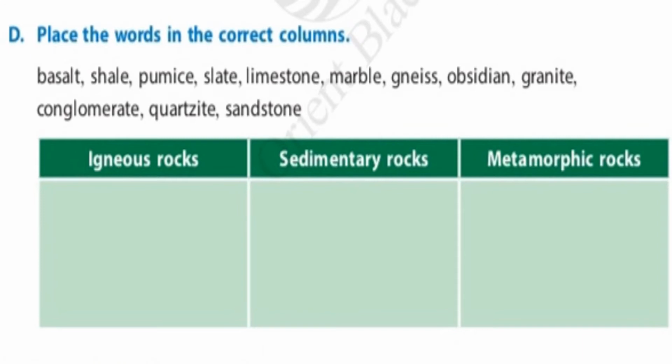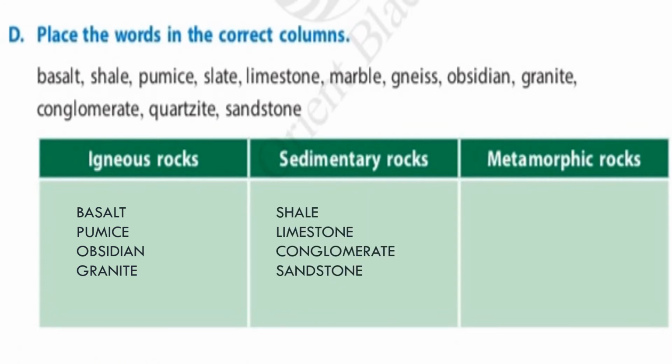So, which one will come under igneous rocks? Yes, basalt, pumice, obsidian and granite will come under igneous rocks. Then under sedimentary rocks, shale, limestone, conglomerate and sandstone.